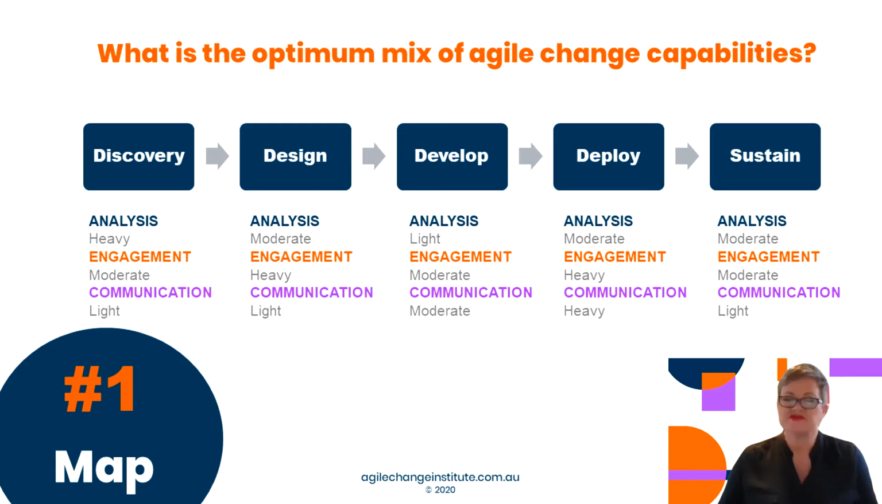The first phase is to map. What we want you to do is to map the 3 Agile change capabilities to your preferred change model of choice. So for instance, discovery, design, develop, deploy, and sustain is a pretty common change approach that works with waterfall projects and Agile initiatives. So you might want to start by asking the question, across my usual process steps, what is the optimum mix of the 3 Agile change capabilities?